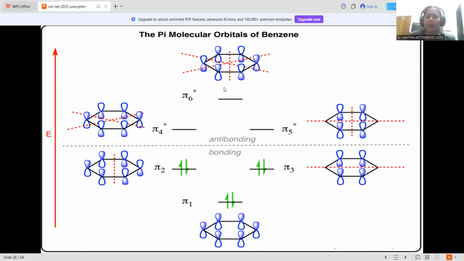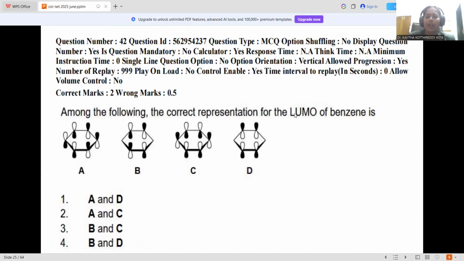And the completely topmost is called pi 6 star, where you can locate all the lobes alternately, so that there are 3 nodal planes, and you can notice an all-alternate arrangement. Our question is, in the benzene molecule, the LUMO orbitals are to be depicted. So from the entire molecular orbital diagram of the benzene ring, if you consider the first molecule, downward, upward, 3 downward, 3 upward, so there is only 1 nodal plane. It is the HOMO orbital, not LUMO.